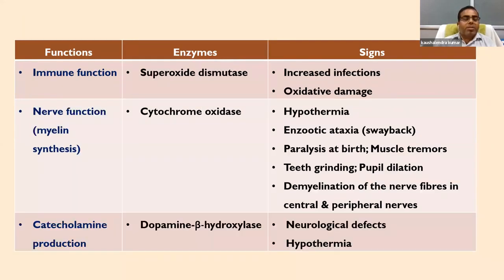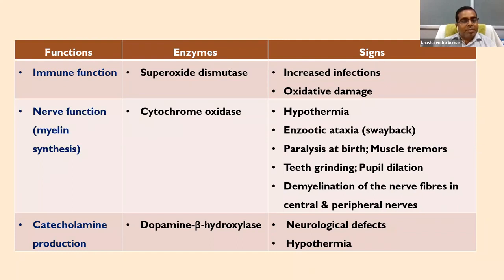Copper is also associated with immune function, and the enzyme associated is superoxide dismutase. There may be an increase in infection and oxidative damage of the cells.